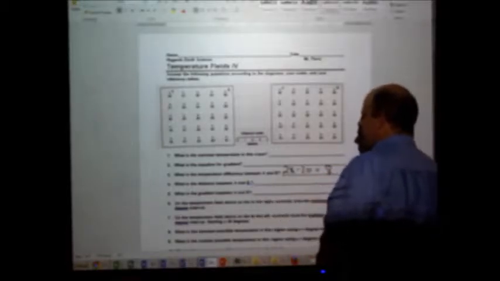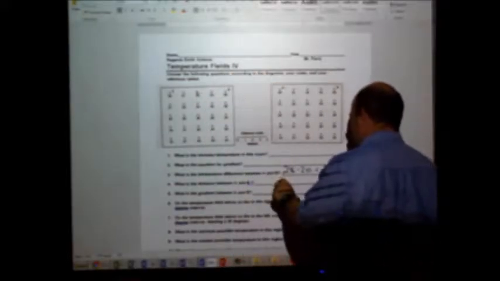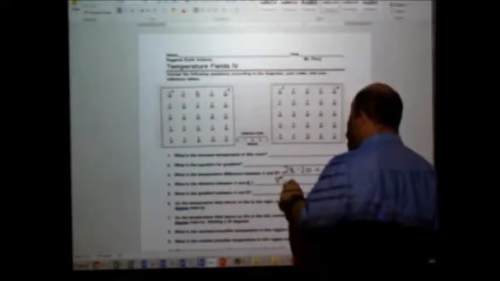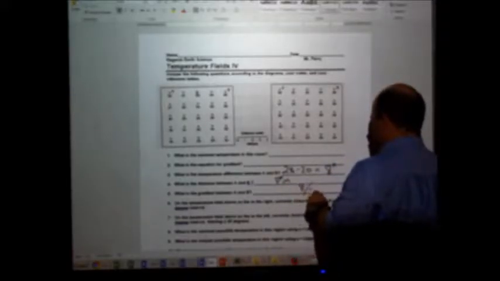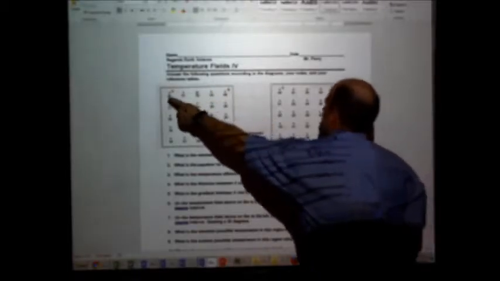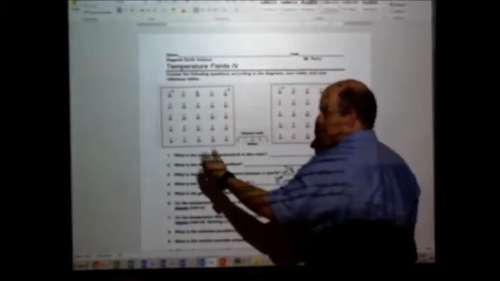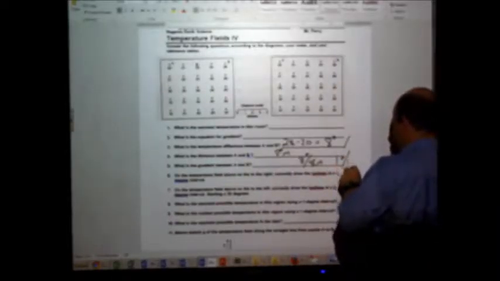What is the distance between A and B? Using the scale right here, there's 4, and I'm going to mark off another 4. So that's 8 meters. And then what is the gradient between A and B? The gradient would be 8 degrees over 8 meters. Because the difference between A and B is 8 degrees, and you have a distance of 8 meters. 1 degree per meter.